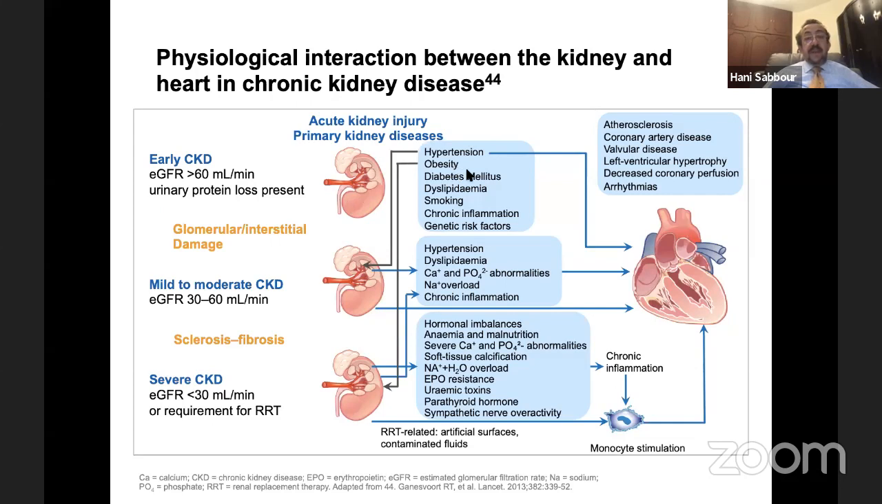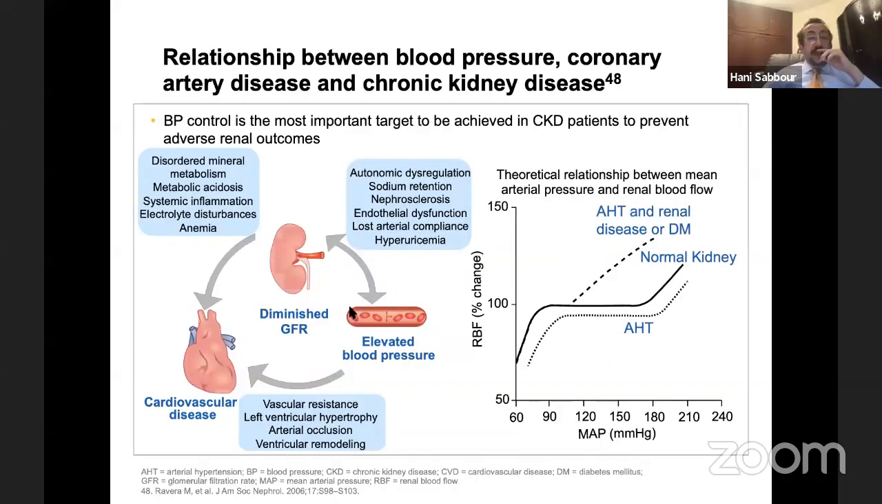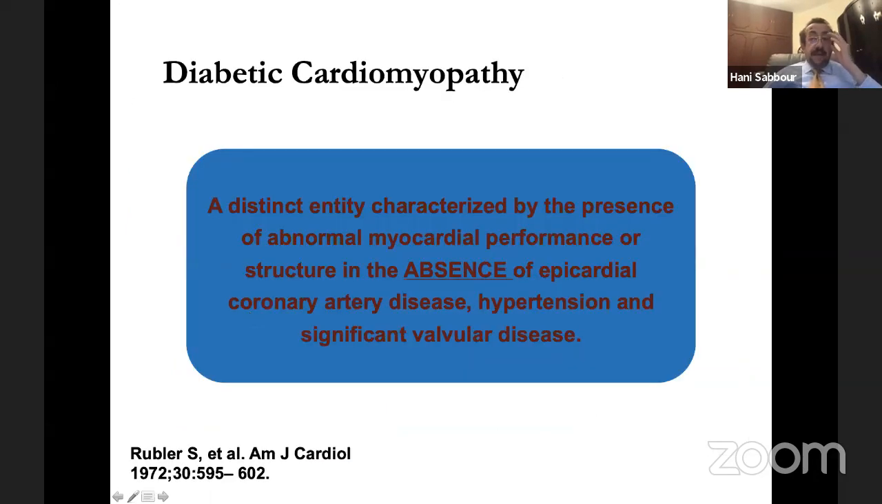The presence of CKD, in addition to obesity, diabetes, dyslipidemia, leads to progression of atherosclerosis, valvular disease, and LVH. And the presence of severe CKD also leads to chronic inflammation as well as volume load. So CKD and cardiovascular disease are interactive. As well, we know that the reduced GFR leads to other changes such as metabolic acidosis and hyperuricemia, as well as vascular changes. Now, what about in the diabetic patient?